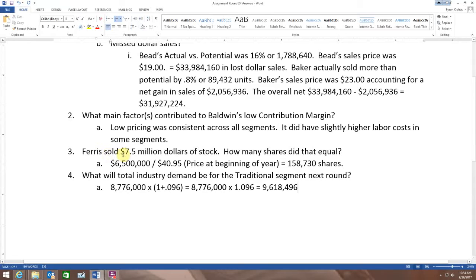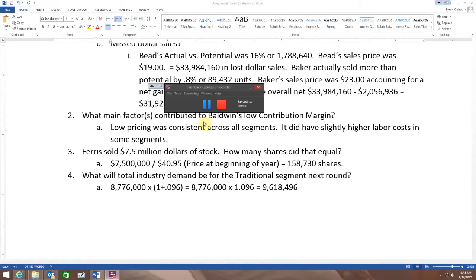Okay, Ferris sold $7.5 million of stock. How many shares did that equal? Wow, that was a little bit of a confusing question. I had the correct answer for this, but I'm going to change what I have here because I was just interested in what that stock was for the $7.5 million. Let me redo my math here real quick. I'll pause real quick.